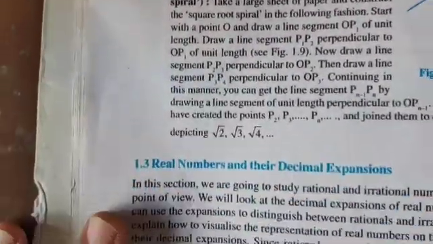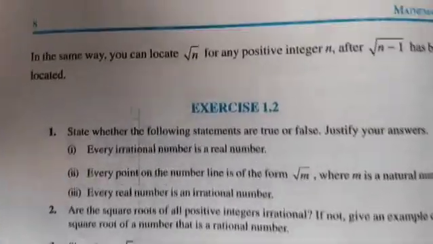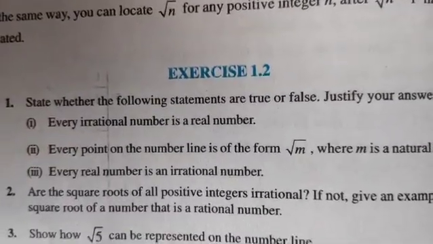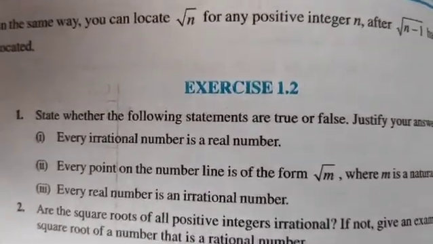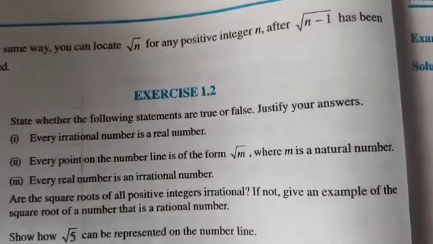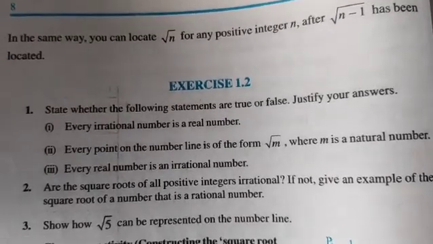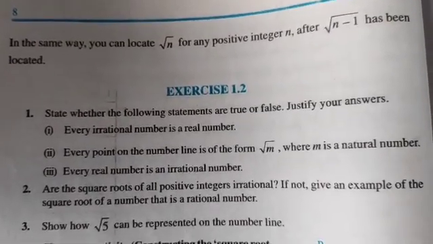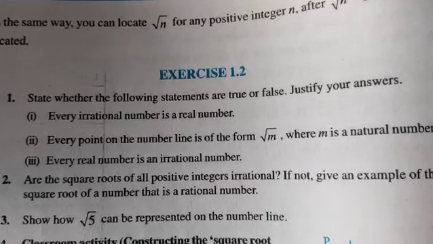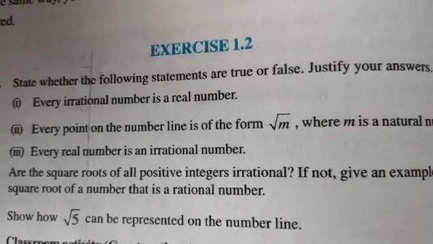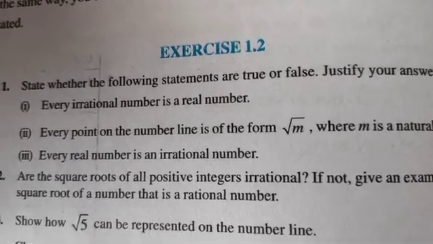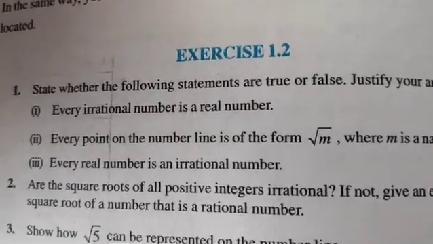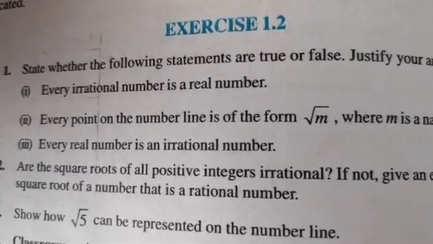Here, the true and false question given in 1.2 is: every rational number is a real number. Now, will it be a true or a false statement? It will be a true statement, because irrational numbers are numbers which are part of real numbers. So every irrational number is a real number will be true. Real number is the largest set and irrational is a part of that real number.